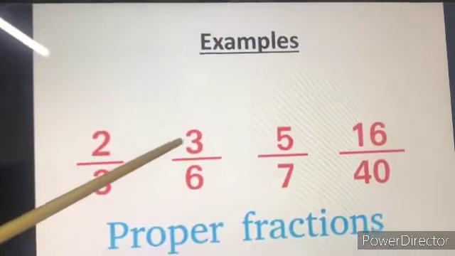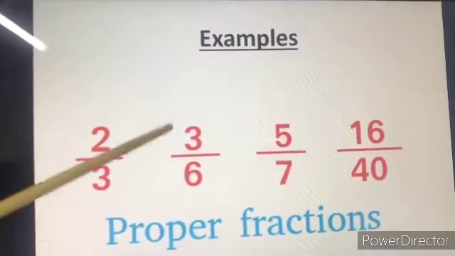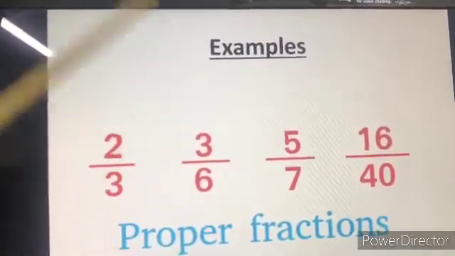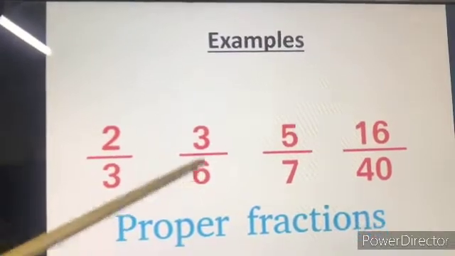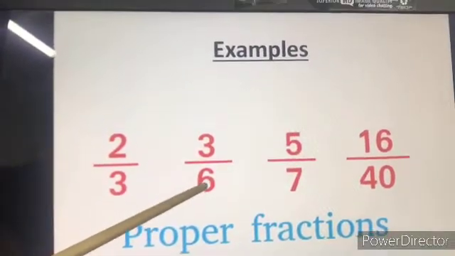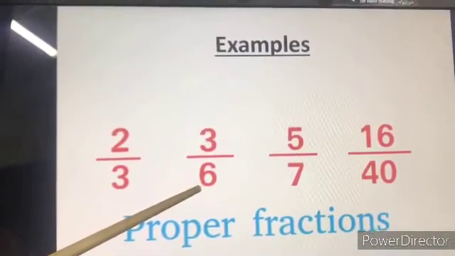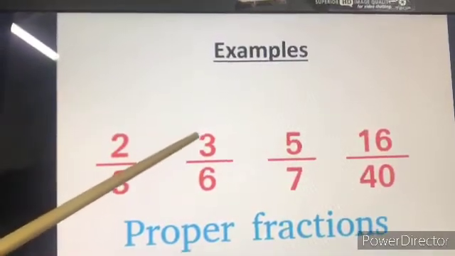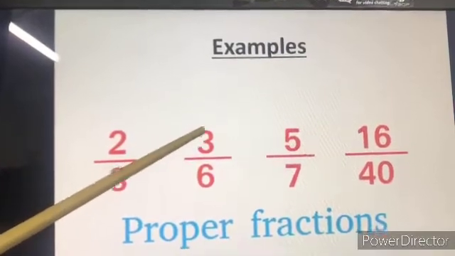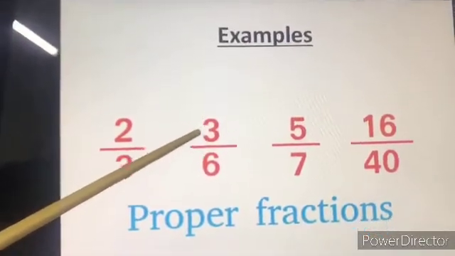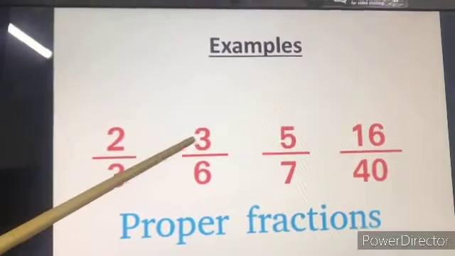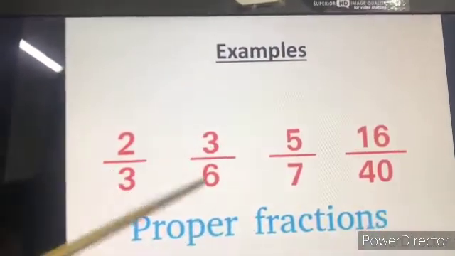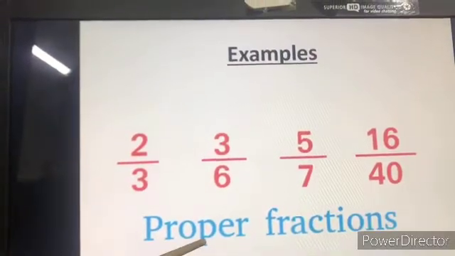See here, 3 by 6 or 3/6. Here also, the whole is divided into 6 equal parts. So, the denominator will be 6. Excellent. What will be the numerator? Yes, 3 will be the numerator here. And as the numerator is less than the denominator in this fraction, this is a pure example of a proper fraction.